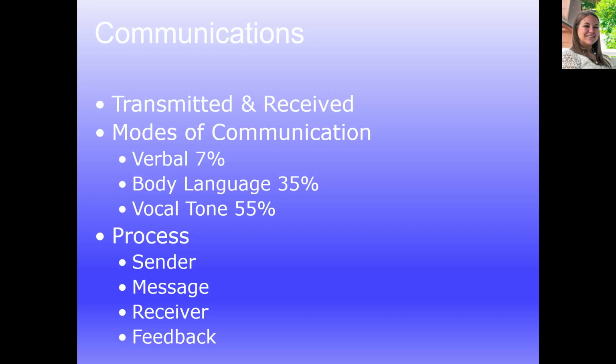So only about 7% of communication is verbal, the words that we're saying. The rest of it is going to be split between body language and vocal tone. You and I could be saying the exact same phrase, and if one of us has a very hostile stance, so we've got our arms crossed in front of us, we're tightening our jaw whenever we're done speaking, or we're saying it in a very harsh manner, it is two completely different messages that are being given.